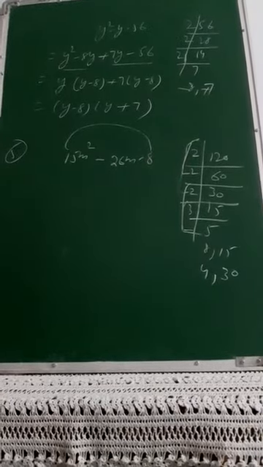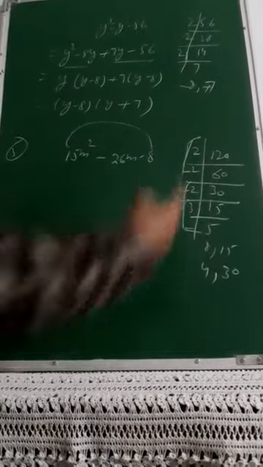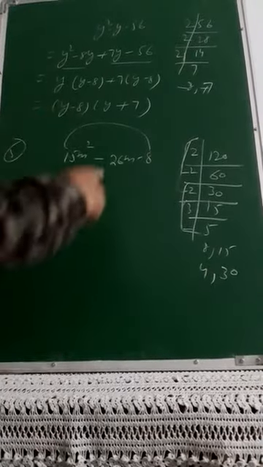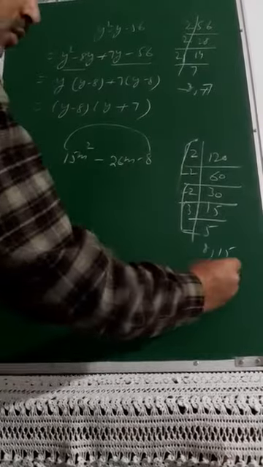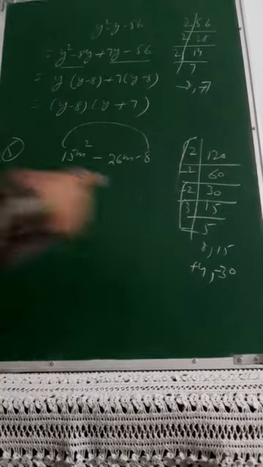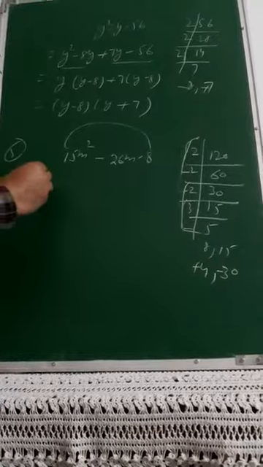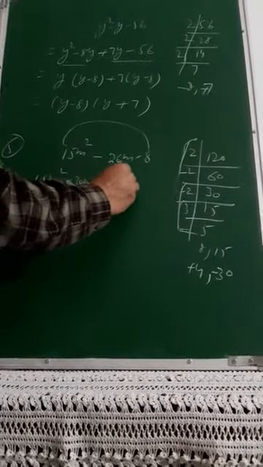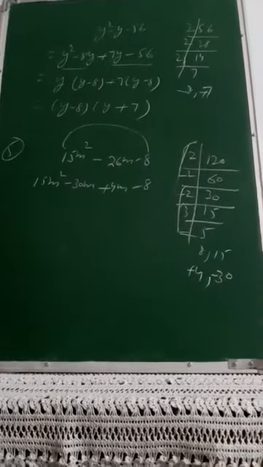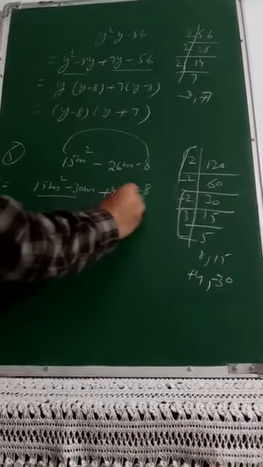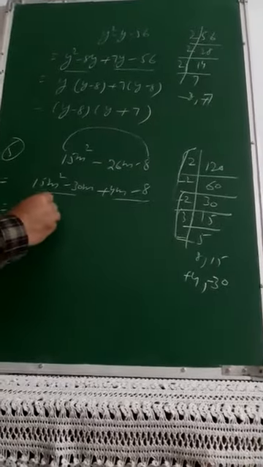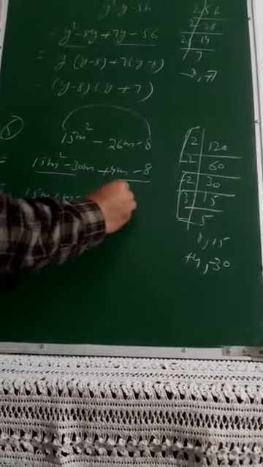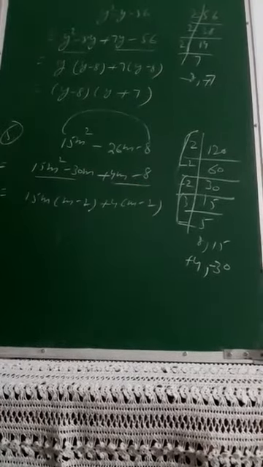In that way I have to select the pair. Now 4 and 30, 4 into 30 definitely is equal to 120. And the difference of 4 and 30 will be equal to 26. So middle term is consisting of negative, put negative there and 4 there. So this is the pair which will be satisfying this equation. So 15m square minus 30m plus 4m minus 8. So now in first two and last two, here you can take 15m common. It will be m minus 2. In last two 4 is common. So again you will be left with m minus 2.